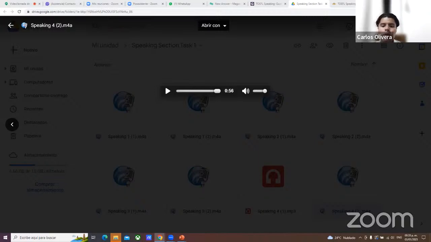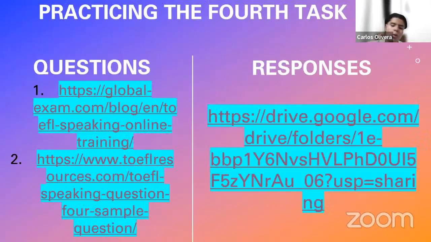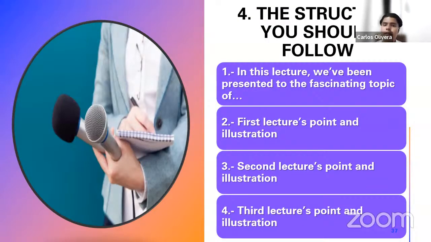But anyways, let me show you the structure or template that I was utilizing in these responses. That is actually very much simplistic. It contains 4 different steps, but all of them are intuitive, if you ask me. The idea here is that the first step contains, once again, an introductory phrase, and this was the one that I repeated in both of my responses. In this lecture, we've been presented to the fascinating topic of, and here, of course, I mentioned the main idea or title of the professor's lecture, right?